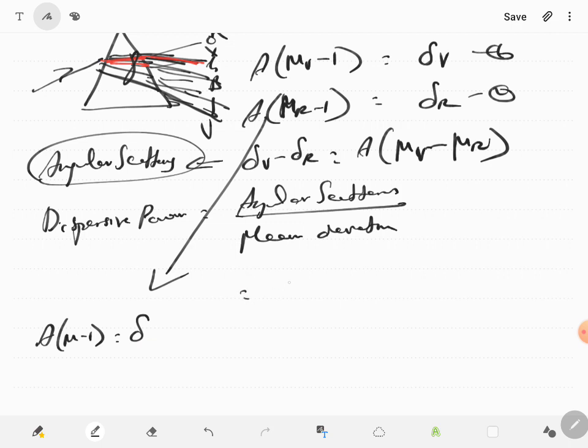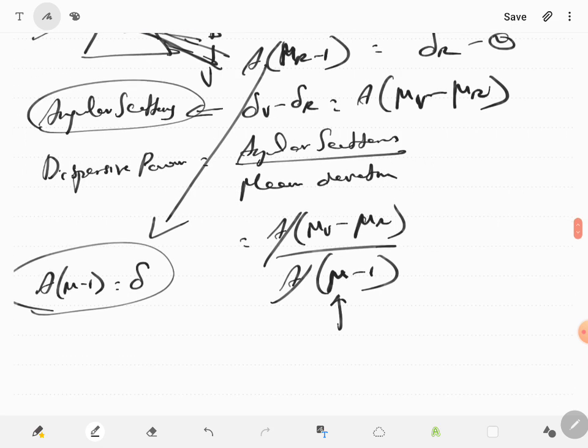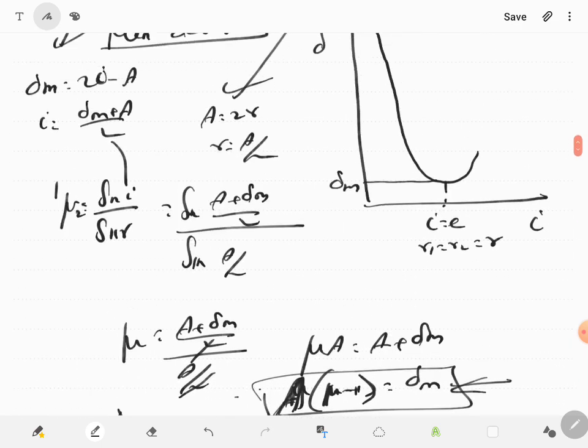So therefore angular scattering is A into (mu violet minus mu red) by the mean deviation, A into (mu minus 1). Though we all know mu stands for yellow or green, which is in the middle, you can always say it's average. So this is the formula for dispersive power: (mu violet minus mu red) by (mu minus 1). So that is about the theory part.